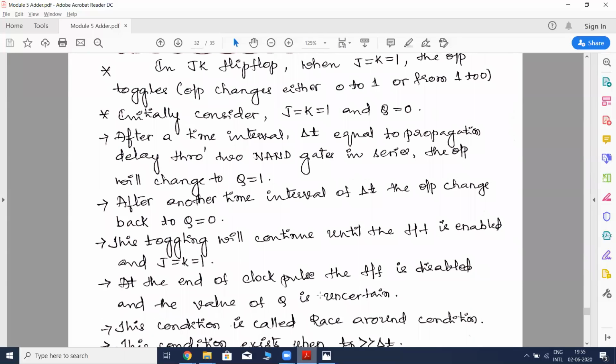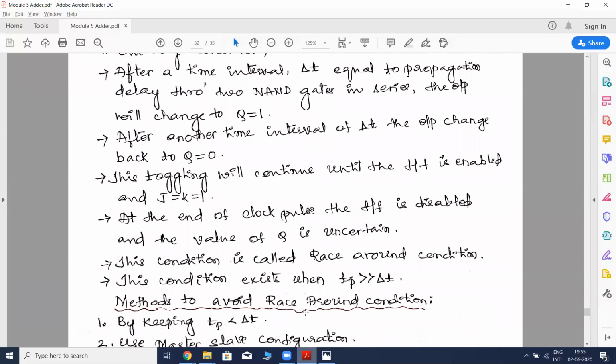Once we disable this flip-flop, we cannot decide what the output of the flip-flop is. That means we cannot say what the value of Q is. So it is uncertain. This uncertainty is technically called the race around condition. This race around condition exists when this TP, the time interval I mentioned, is greater than delta T.